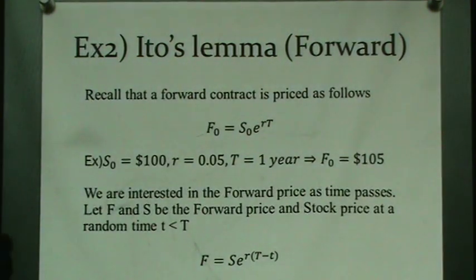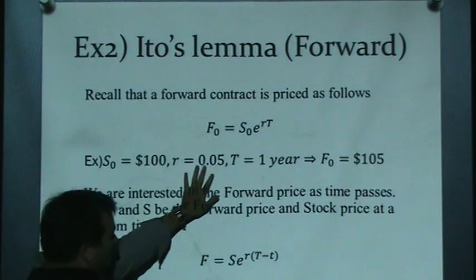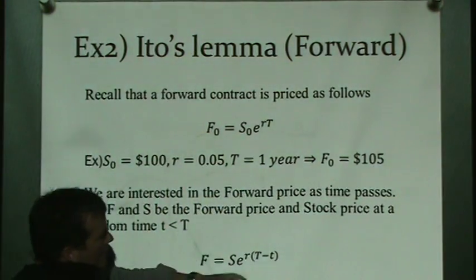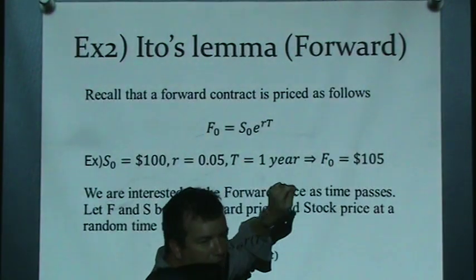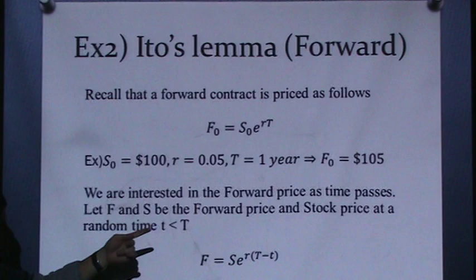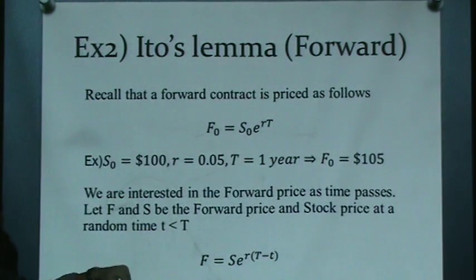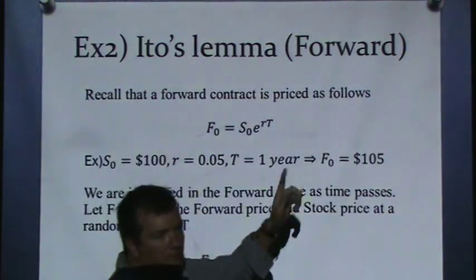So just a little reminder, the stock price is currently, as an example, $100. The interest rate is 5%, the time is 1 year. The forward price right now should be 105, meaning they would sign a contract today to purchase this thing. One person would sell it and one person would buy it, and the price they would agree on would be 105 1 year from today.